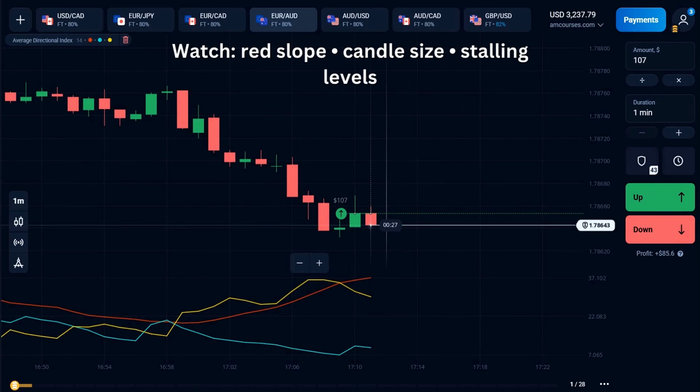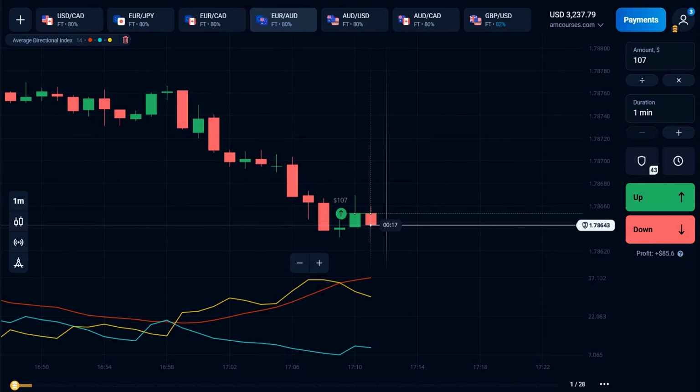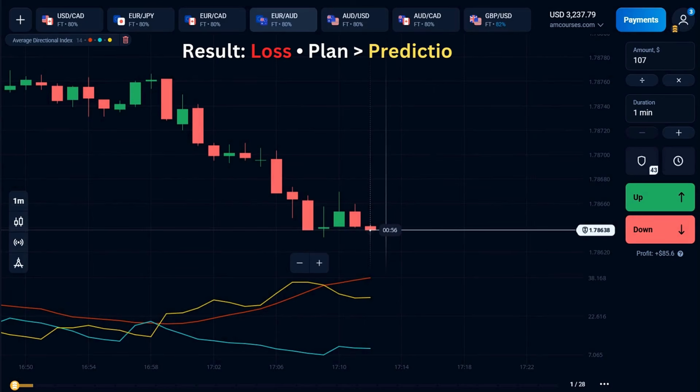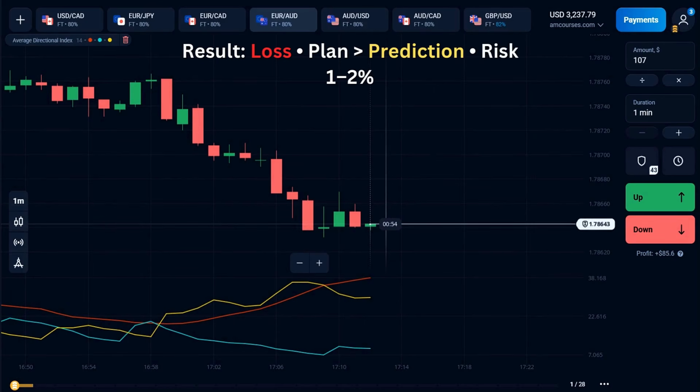But notice what happens. The candles slow down, bodies get smaller, and the red line starts to flatten. That tells me the push is losing strength. A small pullback is normal, but when price stalls at the same level for a few candles, momentum is weak. This one finishes in loss. The move didn't continue. The red line flattened, and price failed to push higher within our 1-minute window.